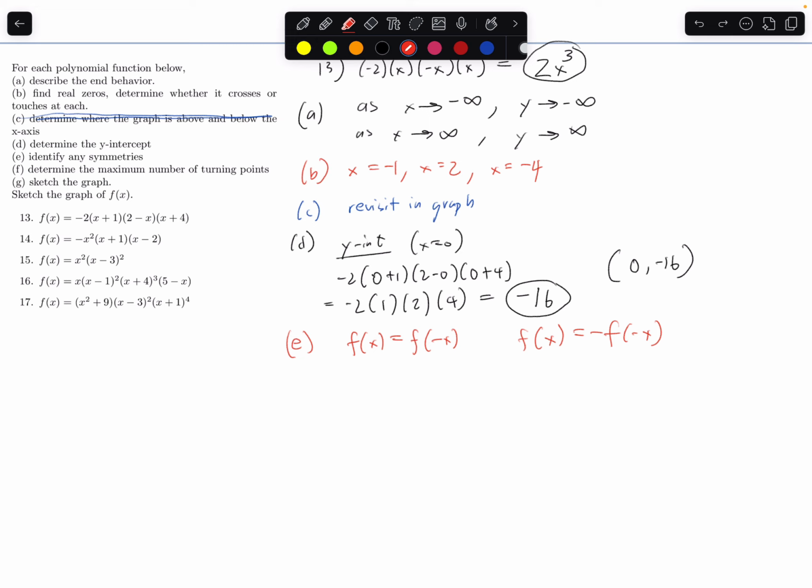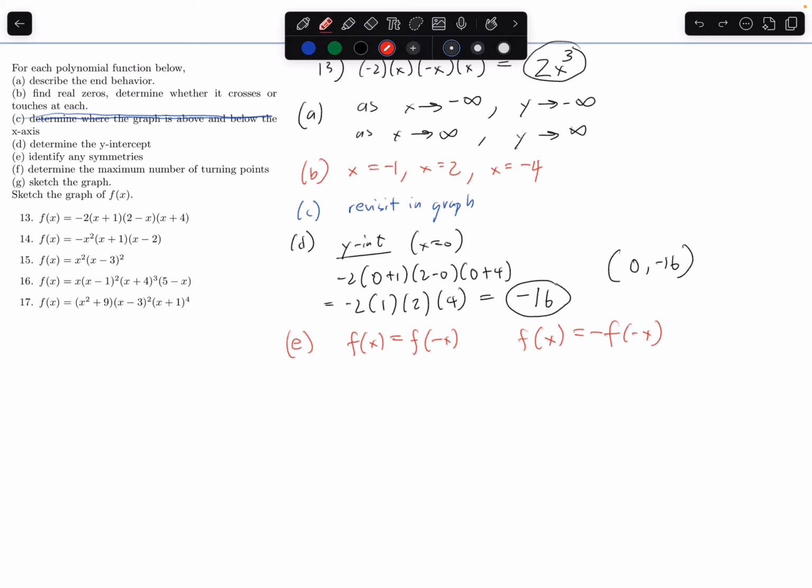Another way that you know if a polynomial in particular is odd or even is you just look at the powers. Are they all odd? Then it's an odd function. Are they all even? Then it's an even function. Even functions have even symmetry, or symmetry across the y-axis, right? And odd functions have symmetry across the origin. Okay, so let's do a quick check though.